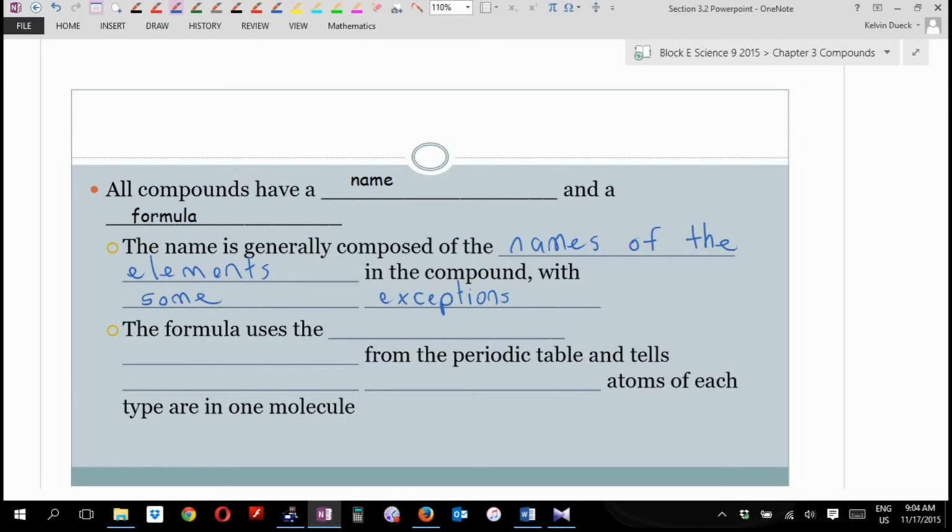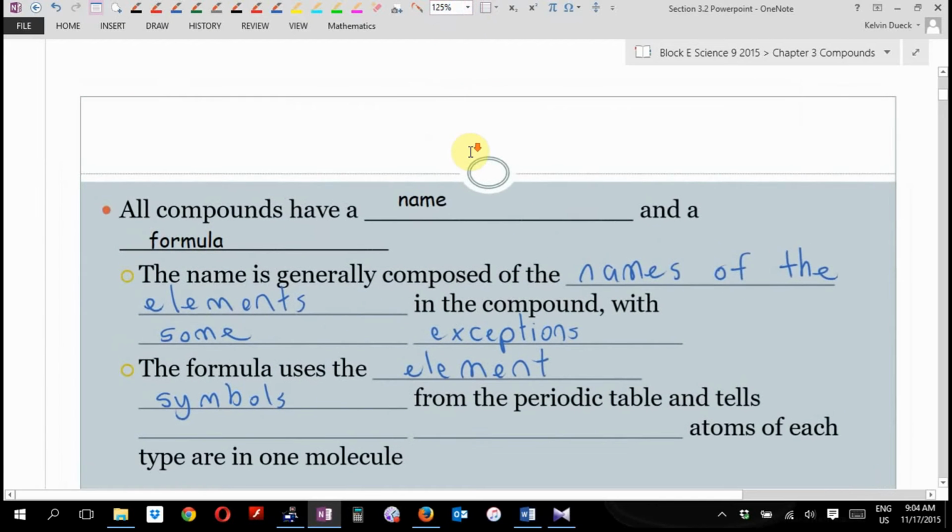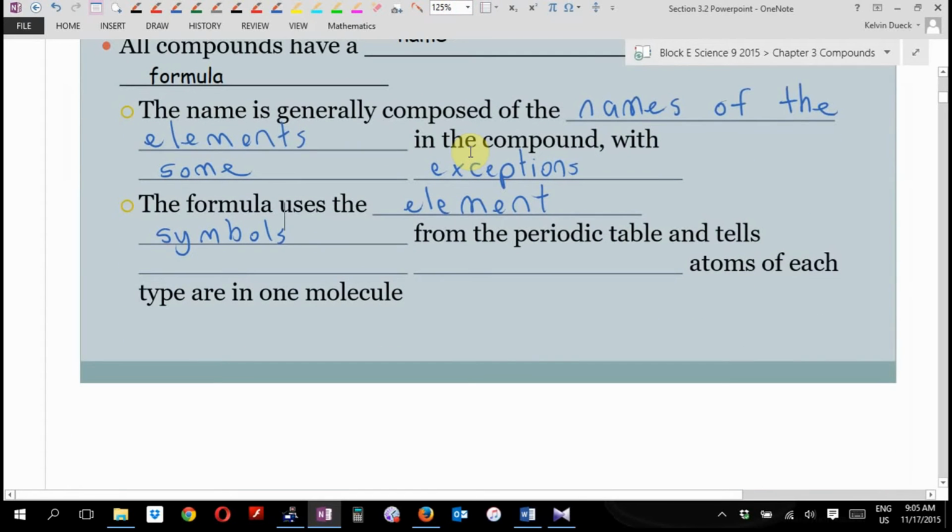So the formula uses the element symbols from the periodic table. And it tells, and here is the key thing, I'm going to do this in red, how many atoms of each type are in one molecule. Tells you how many of each atom you would need to form one of that particular compound, one molecule of that particular compound.